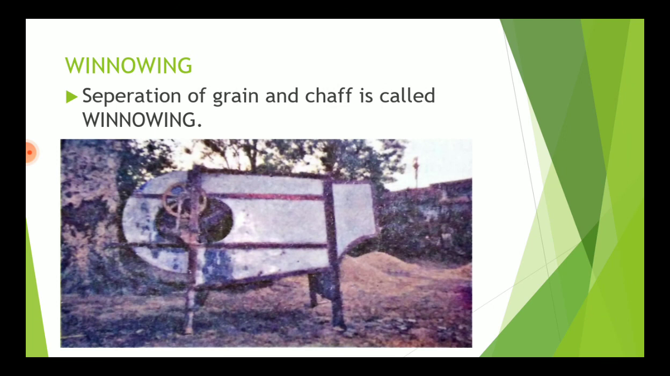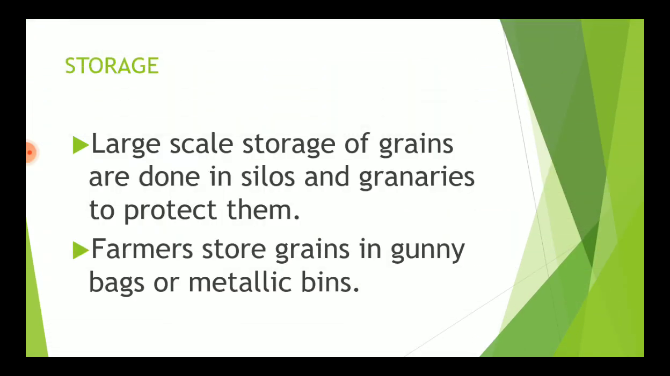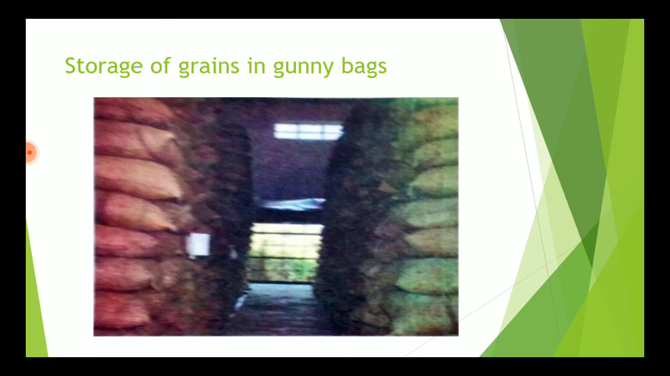Winnowing. Separation of grain and chaff on a small scale is called winnowing. The storage of grains. Large scale storage of grains is done in silos and granaries to protect them. Farmers store grains in gunny bags or metallic bins.